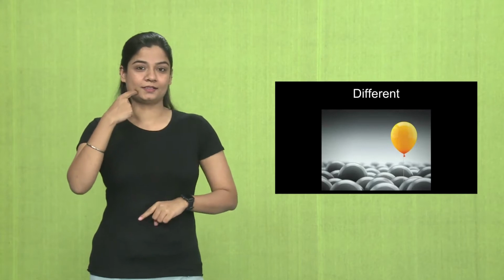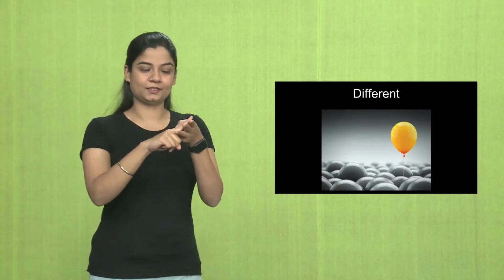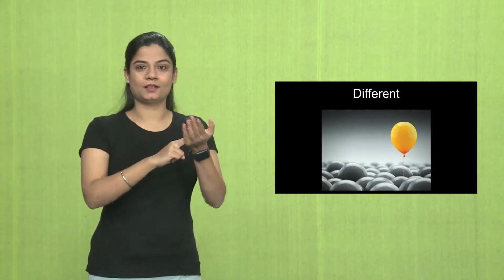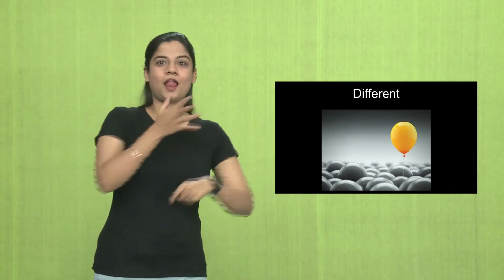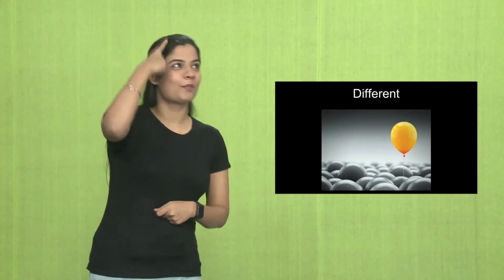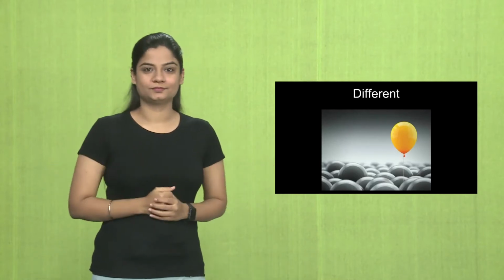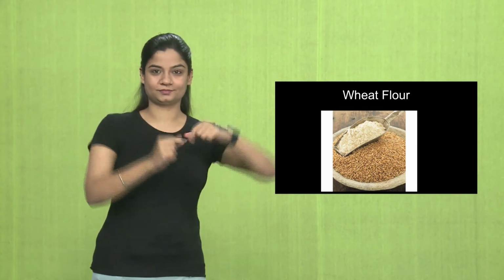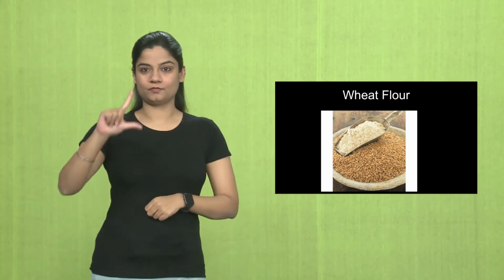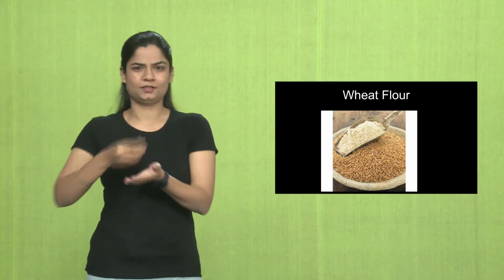Different. Not same as each other. For example, a color is different. Colors are different from each other. Wheat flour. Wheat flour is made of grinding wheat for human consumption. Atta.